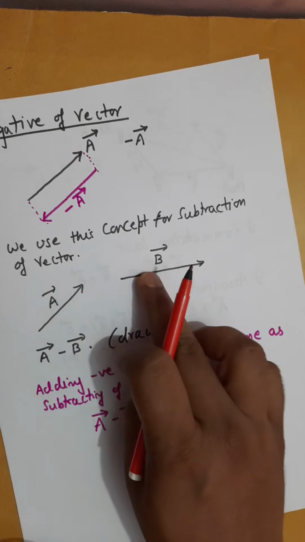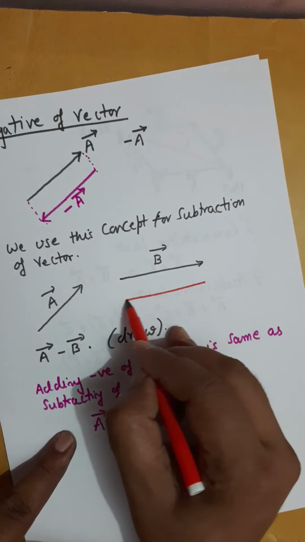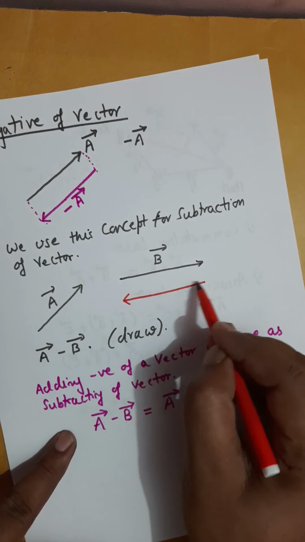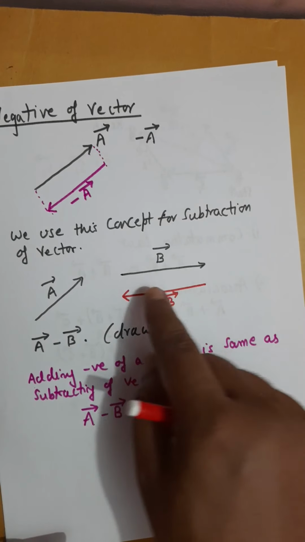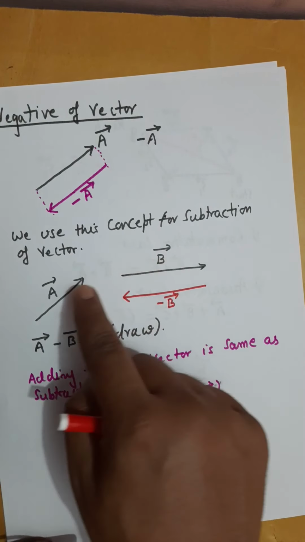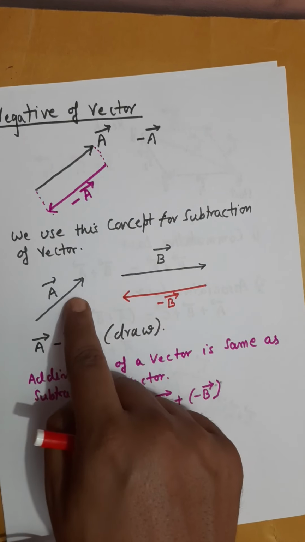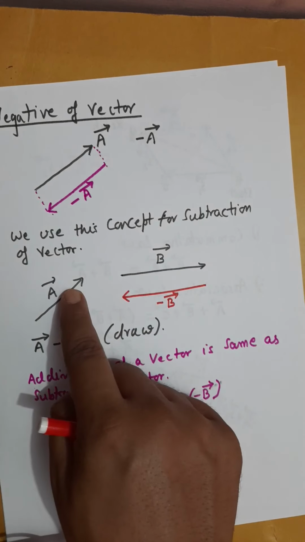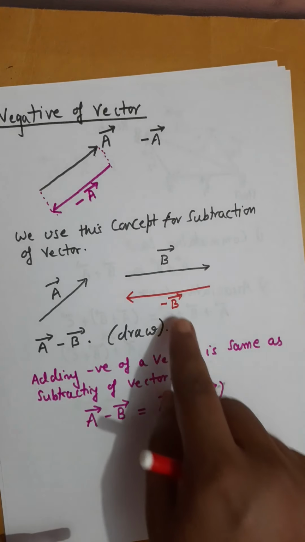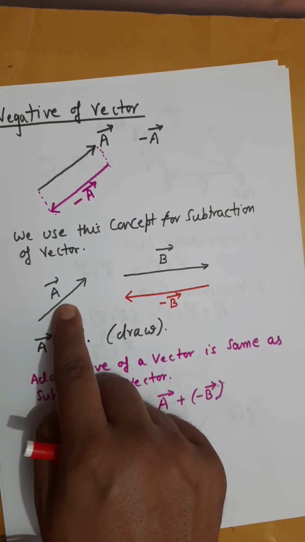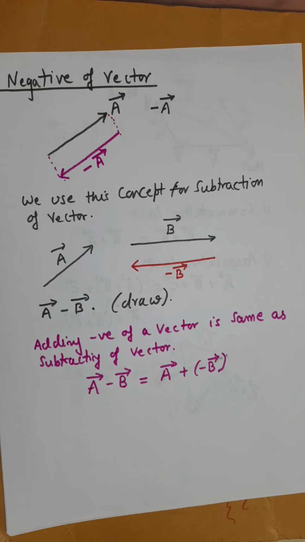So if this is a and b, from the previous concept, this vector, which is opposite to this original vector and of the same length, is minus b. So now subtracting this b vector from a is the same as adding this minus b vector to a. And adding minus b to the vector a can be done by the triangle method. And how it is done is as follows.